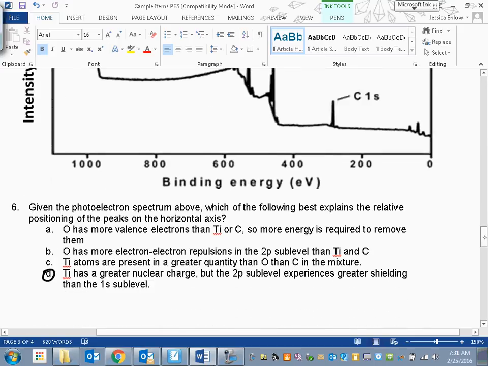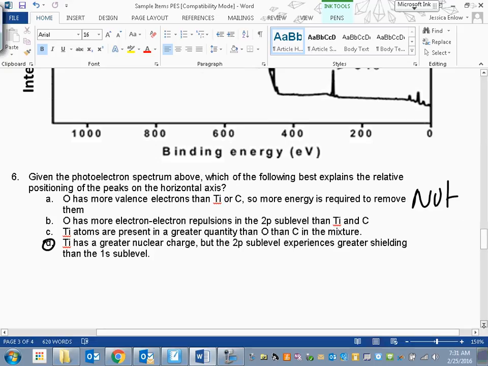Okay, so like, for example, oxygen has more valence electrons than titanium or carbon, so more energy is required to remove them. Is that a correlation? Not at all. That has nothing to do with the question, nor is that actually a true statement. Oxygen has more electron-electron repulsion in the 2p sublevel than titanium and carbon. That really doesn't have a whole lot to do with the binding energy. Binding energy is related to Zeff. Okay, the last part, titanium atoms are present in greater quantity. Who cares? That has nothing to do with this either. This has nothing to do with mass at all. Okay, so think about that as you're going down too.